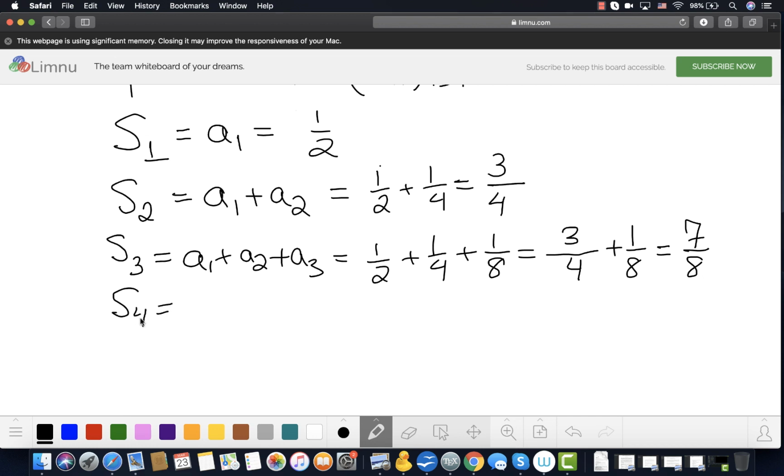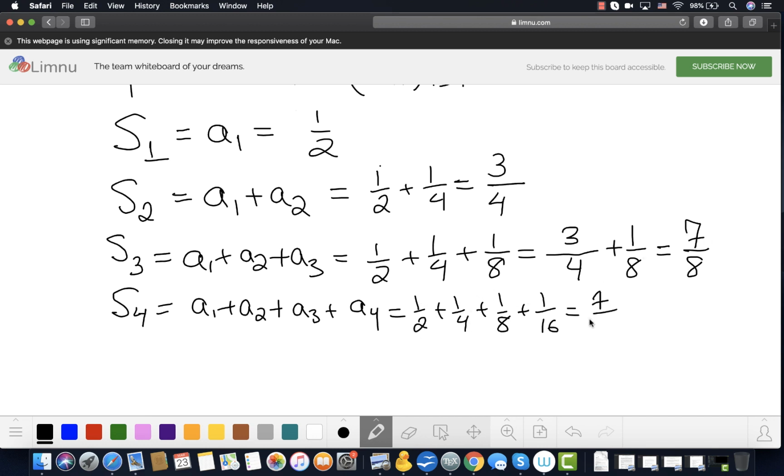So let's compute S4. A1 plus A2 plus A3 plus A4. So this is 1/2 plus 1/4 plus 1/8 plus 1/16. Again, we have already computed 1/2 plus 1/4 plus 1/8. By the previous line, it's 7/8 plus, now we still have to add the new term 1/16. And if you do the arithmetic, this is 1/16, and this is 14/16. So 14 plus 1 is 15. Okay, so do we see the pattern here?